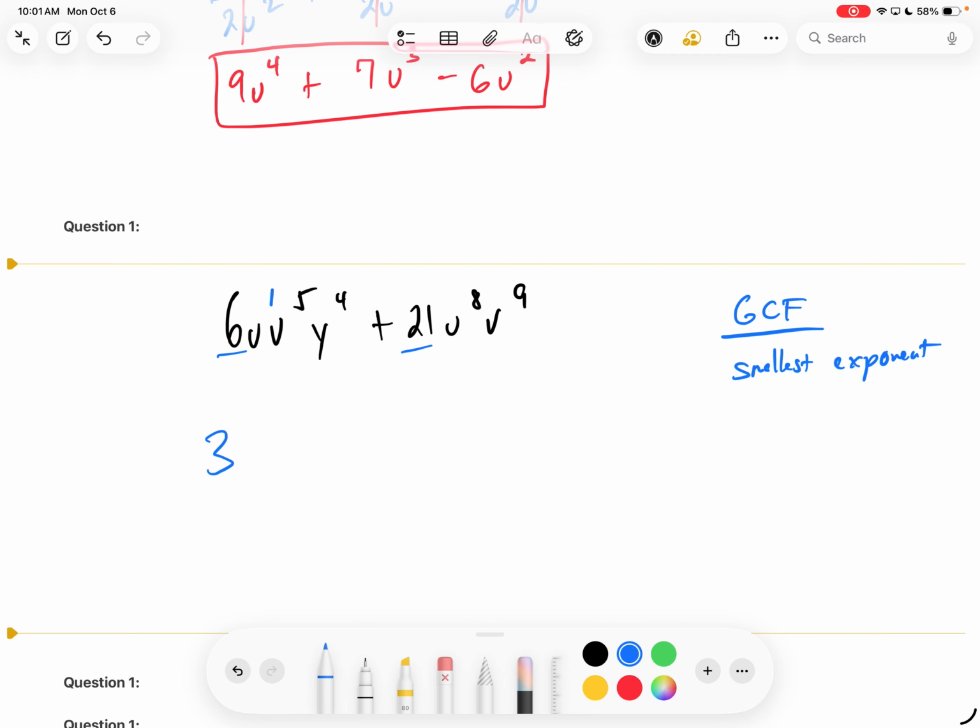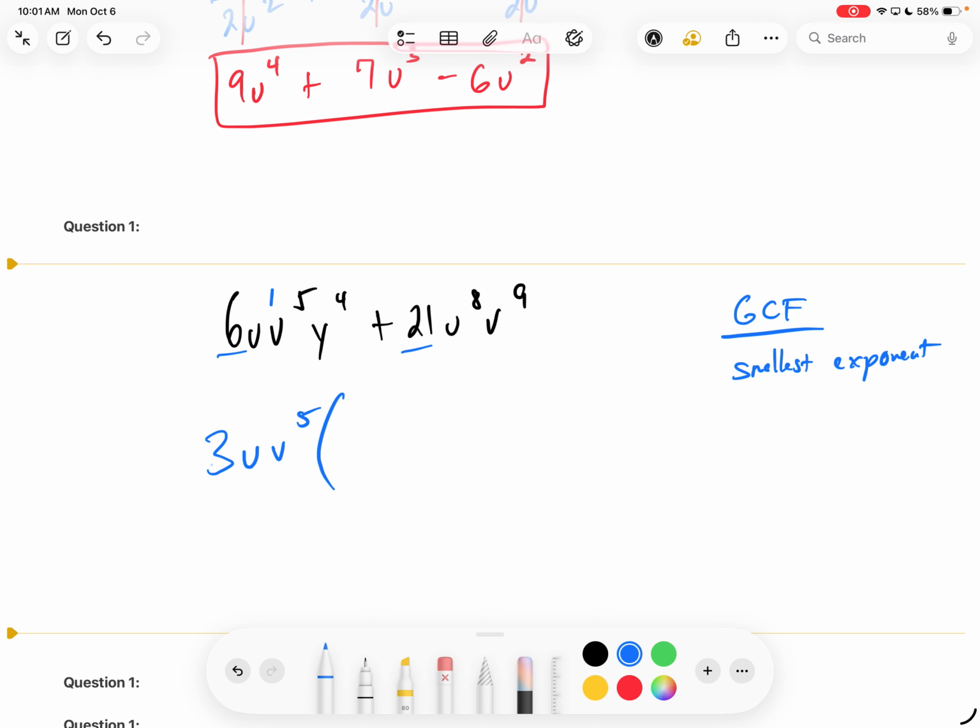So my U's, I have 1 U on the left and 8 U's on the right. So I can only take 1 U out. My V's, 5 on the left, 9 on the right. So I can only take 5 V's out. And this one doesn't have any Y's in it at all, so I can't do anything with that.